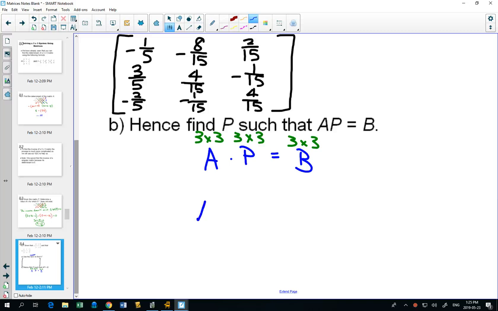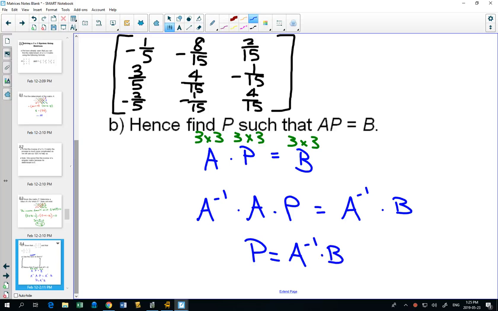So if I multiply this side by A inverse, the A inverse times the A will equal 1. I also need to multiply this side by A inverse, and this is something that's particular for matrices. Since I multiplied in the front over here, I'm going to need to multiply in the front over here, because the order of multiplication matters. That tells me that P should equal A inverse times B.